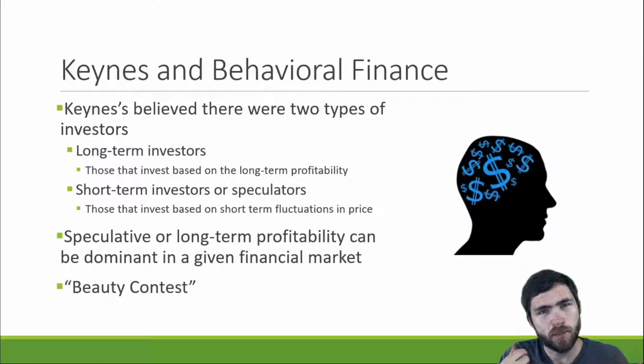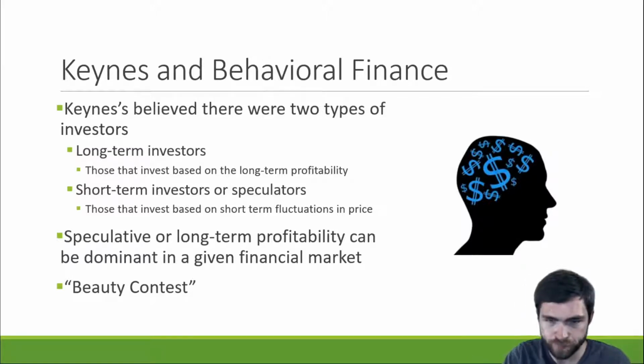So let's talk about Keynes and his thinking on this, which actually relates very nicely to more modern thinking on behavioral finance, which is the cutting-edge discipline that's looking into this. So Keynes believed that there were two types of investors. There were investors that invest based on long-term profitability, and there were other investors that were investing based on short-term fluctuations in price. So the long-term investors were going to basically say, I think that this firm is going to be very profitable in the future, so I will give my money to them so they can engage in capital investment, and that value of that firm will appreciate over time.